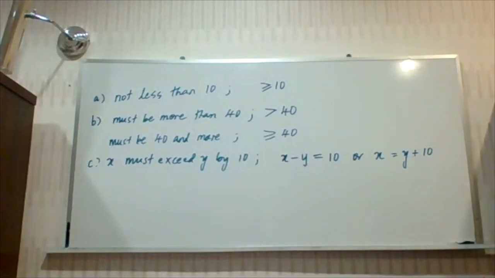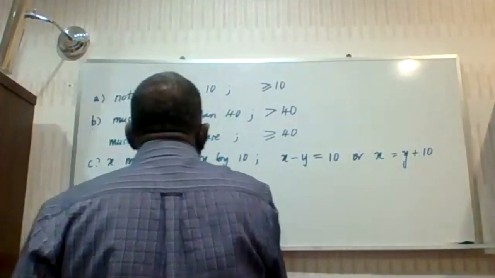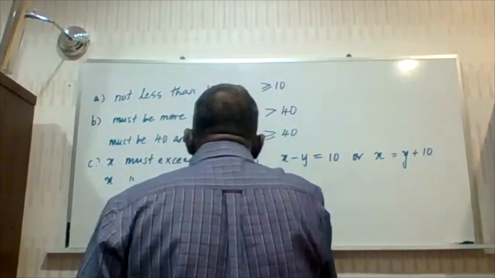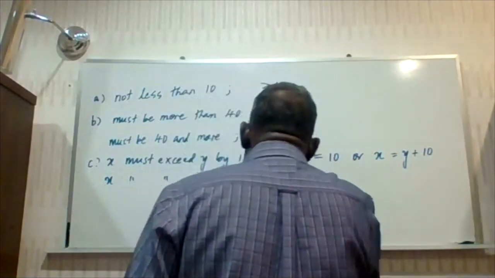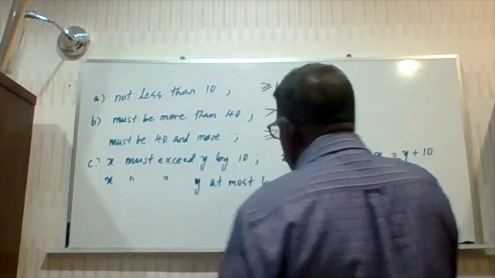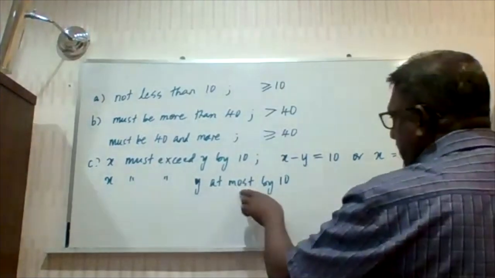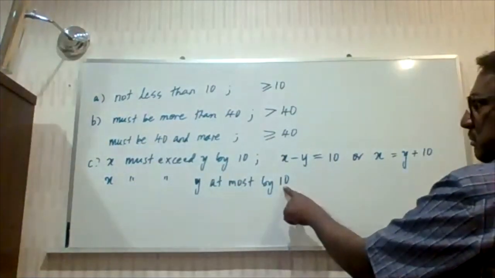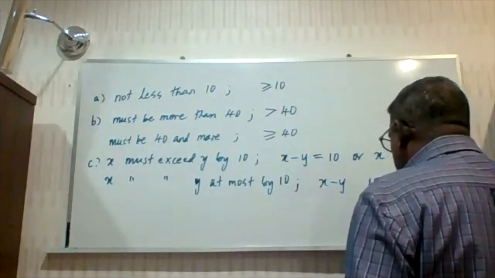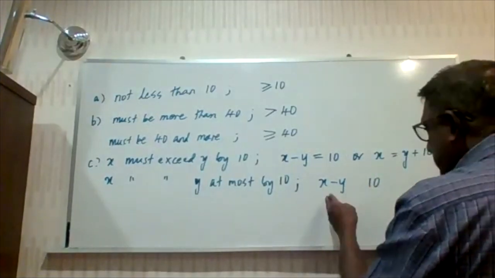But what if I say X must exceed Y at most by 10? So I'm saying at most by 10. When I say at most by 10, it means maximum 10. The concept is still X minus Y, the 10 is still there, but 10 must be the largest. The most is 10, so anything more than 10 cannot count.